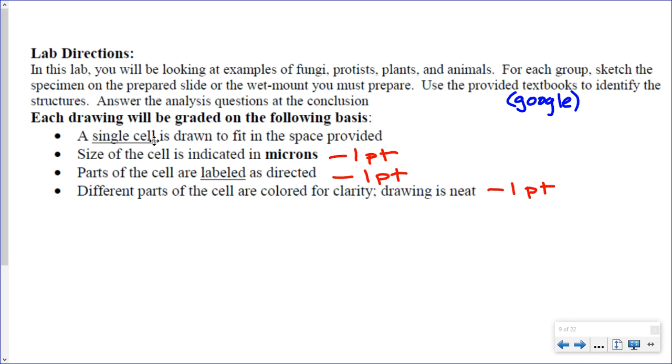So you want to draw a single cell. The size of the cell should be indicated in microns. That's 1 point. The parts are labeled, 1 point. And then this is talking about your drawing. Your drawing should look like the cell. It doesn't have to be perfect, but it should look like the cell. It shouldn't just look like a bunch of scribbly lines. None of the cells will look like a bunch of scribbly lines.